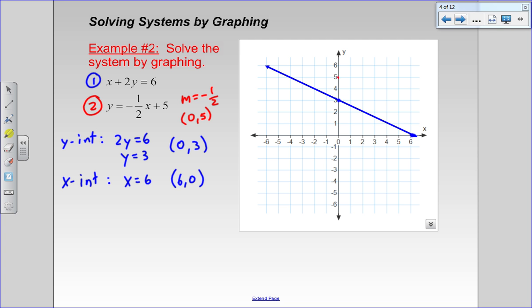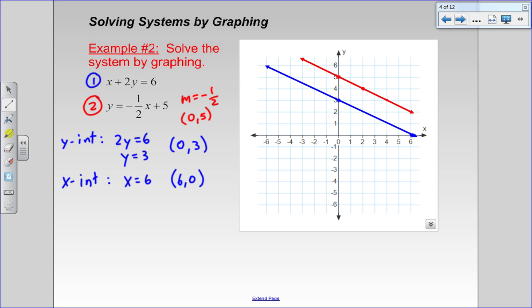So we mark that point 0, 5 on the graph and use rise over run to move down 1 unit and over 2 units, down 1 and over 2 as many times as necessary, and connect the resulting points to form the graph of the line.